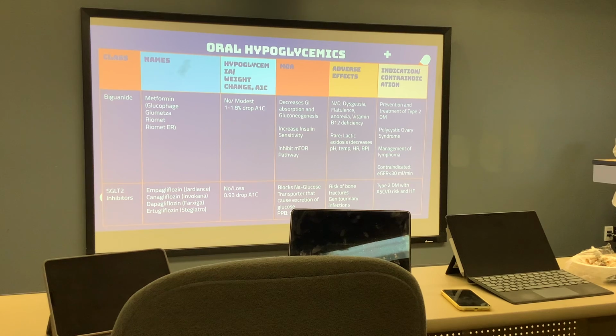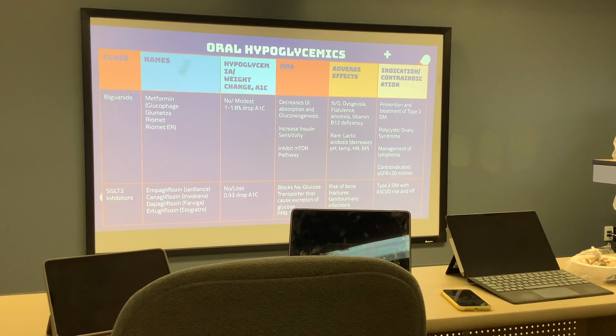It doesn't cause hypoglycemia and it causes a modest amount of weight loss. The mechanism of action is to decrease GI absorption and gluconeogenesis, also increase insulin sensitivity, and one other action is to inhibit the mTOR pathway. Most adverse effects of metformin are GI, but it also causes vitamin B12 deficiency, and a rare side effect is lactic acidosis. In lactic acidosis, everything is decreased: decreased heart rate, decreased blood pressure, decreased temperature, and decreased pH.